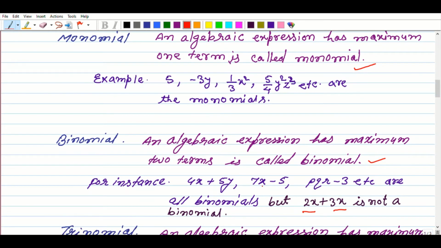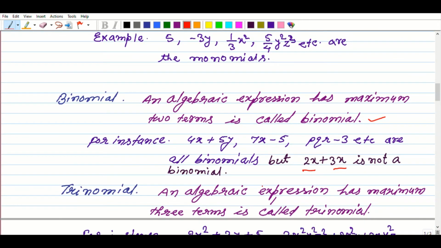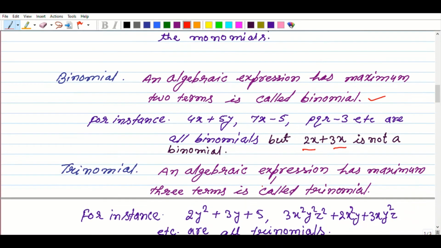Next is trinomial. An algebraic expression containing three terms is called a trinomial, right? For instance, we can take the example 2y square plus 3y plus 5, and the second instance is 3x square y square z square plus 2xy, x square y plus 3xy square z are all trinomials.